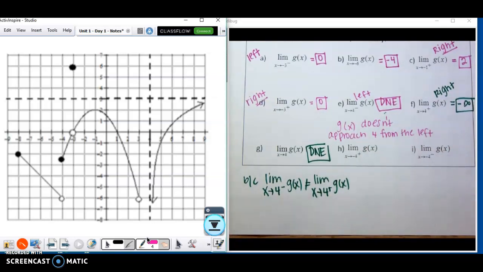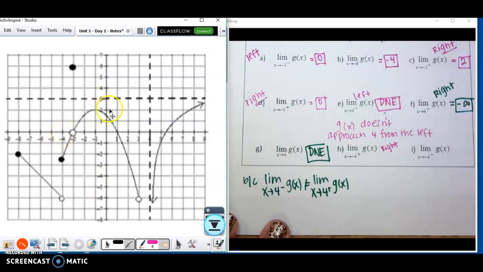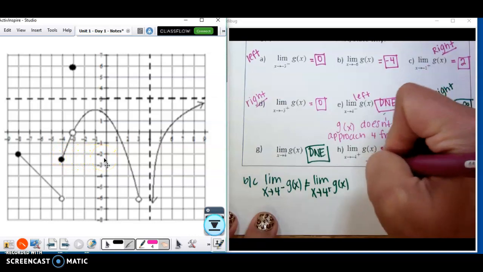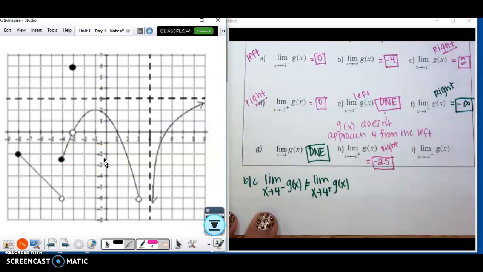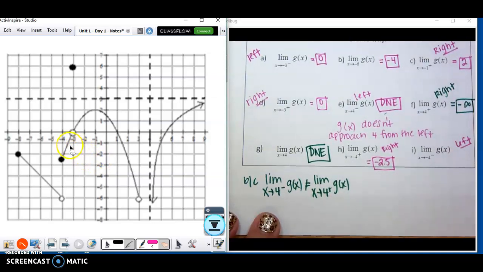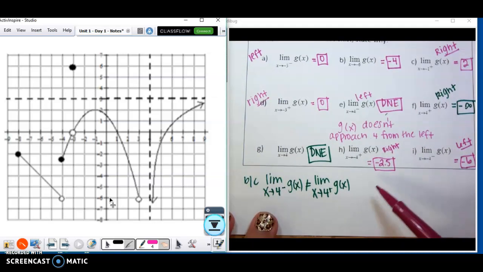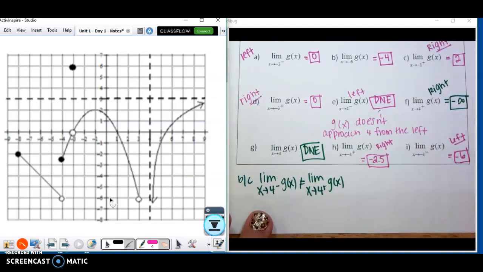And then for part H, the limit as x approaches -4 from the right. So -4, which is here, from the right side would be here. As you get closer and closer to x equals negative 4, the y value is about negative 2.5. And then the last one, for I, the limit as x approaches negative 4 from the left. So negative 4 from the left, if you come in closer and closer to x equals negative 4, the y value there is negative 6. So there could be a next question that said the limit as x approaches negative 4. Well, because the left and the right are not equal, then we would say that doesn't exist.